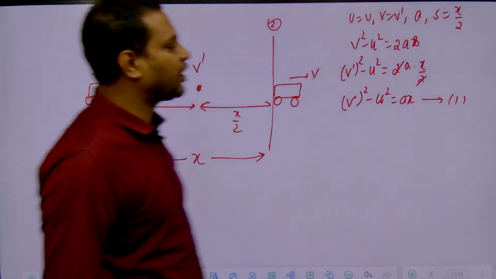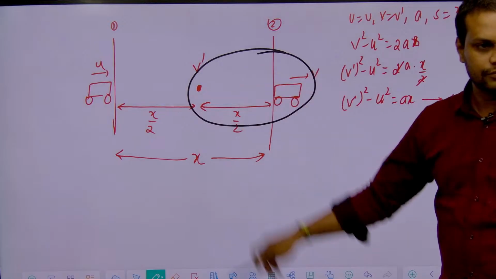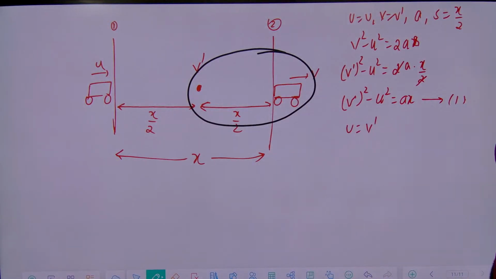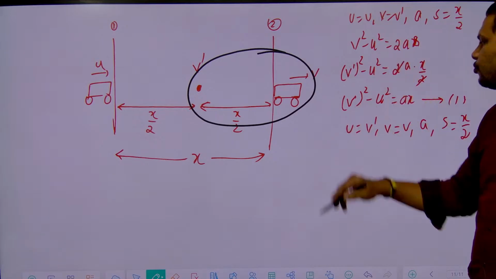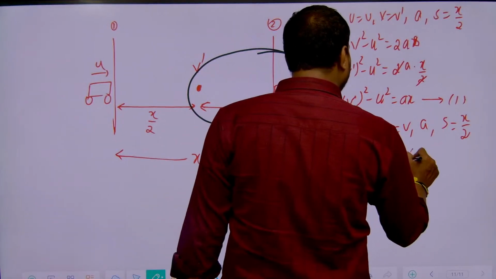This is the second part, right? For the second part, once again you apply the equation. Then again u is equal to this time v dash, and v is equal to v only. The acceleration I take as a, and the displacement s is equal to x/2. Substitute this in the same formula, v square minus u square equal to 2as.